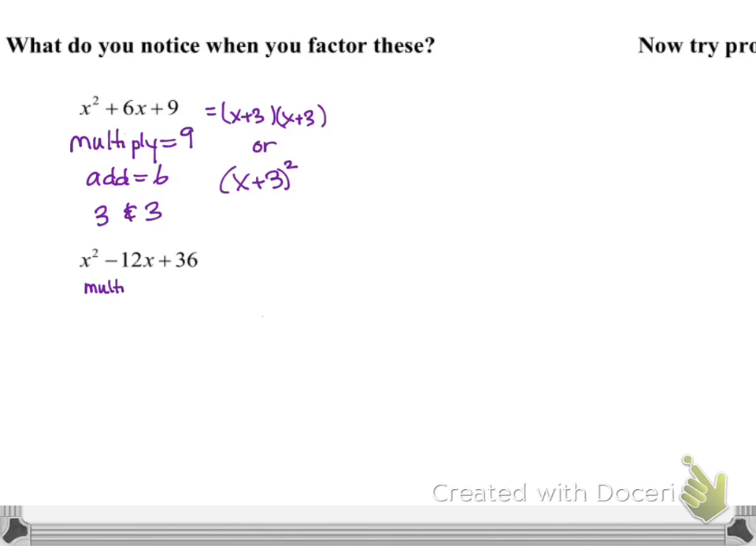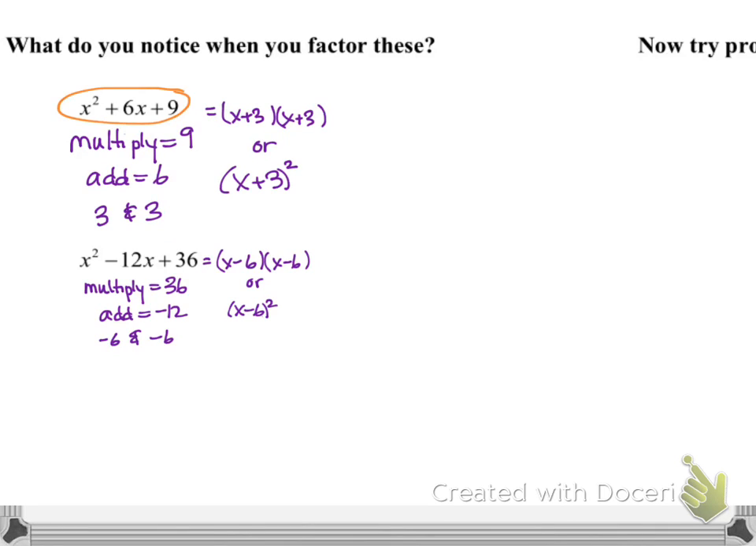And then notice if you look at this next one, we want to multiply two numbers to equal 36 and then add those same two numbers and get negative 12. And the only two numbers that actually do that are negative 6 and negative 6. Again, they're coming out to be the exact same. So when I put those in my parentheses, we're going to get x minus 6 and x minus 6, or we could write it as x minus 6 squared.